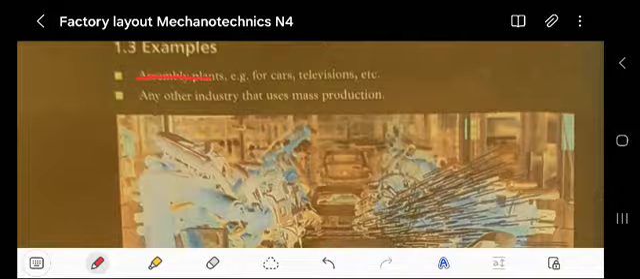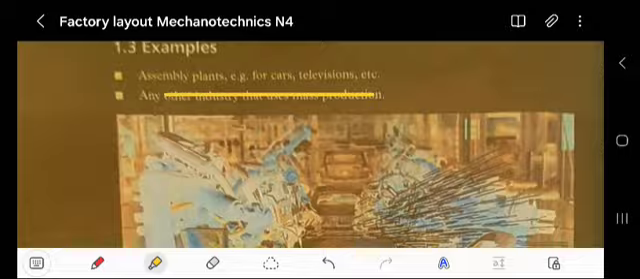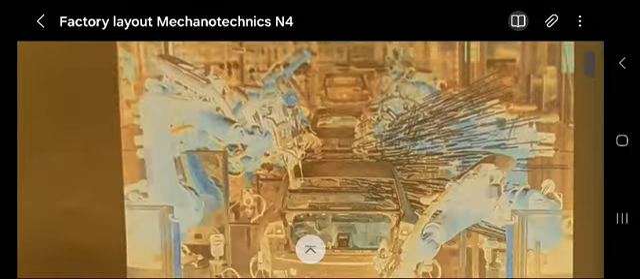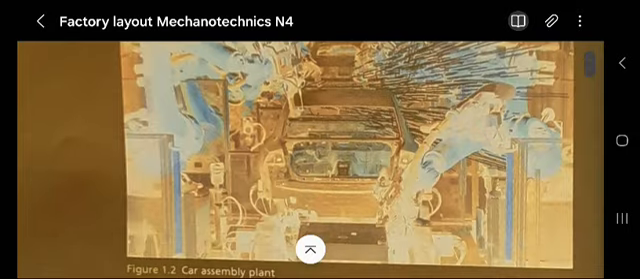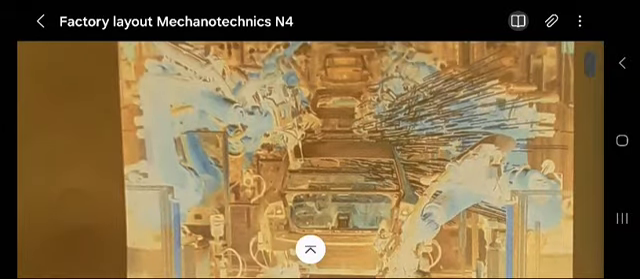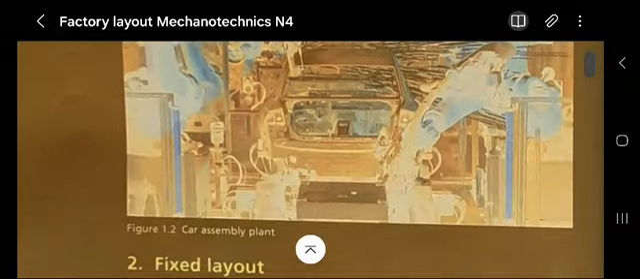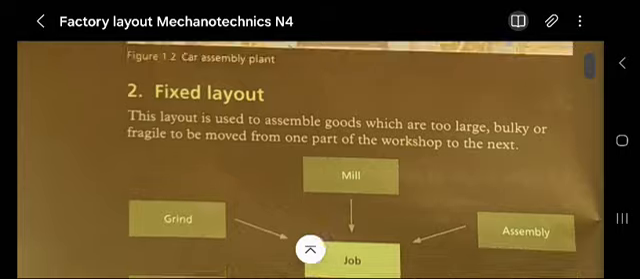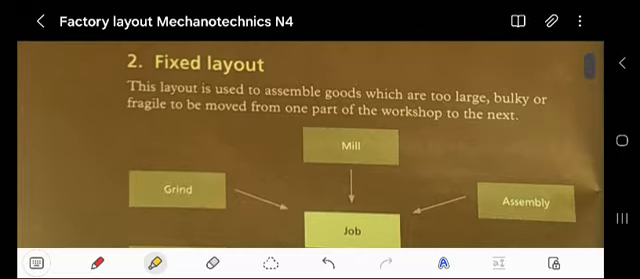Assembling plants, e.g. for cars, television, etc. Any other industry that uses mass production. These are examples. There, for manufacturing cars, we have machines and a car assembly plant in the picture. Then we have what we call the fixed layout. Here it's our fixed layout.